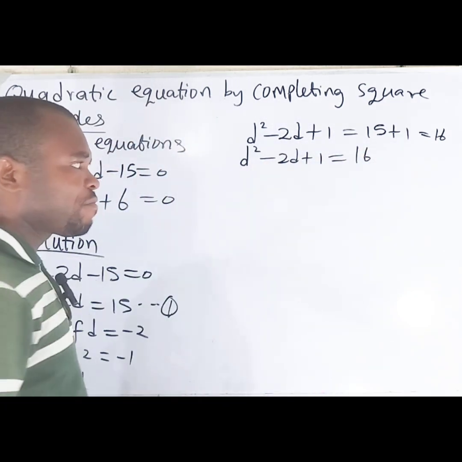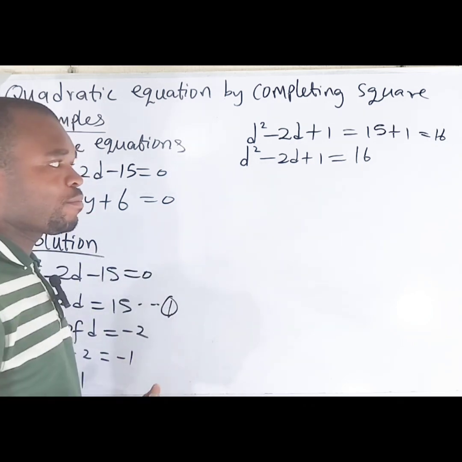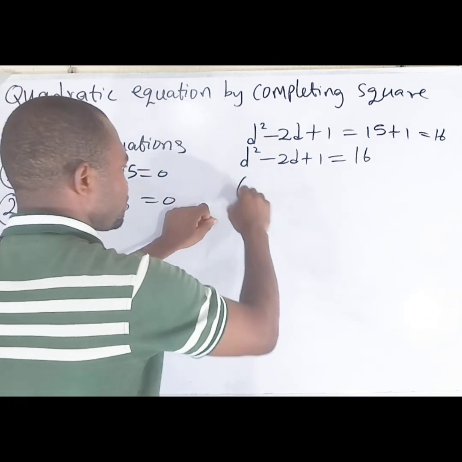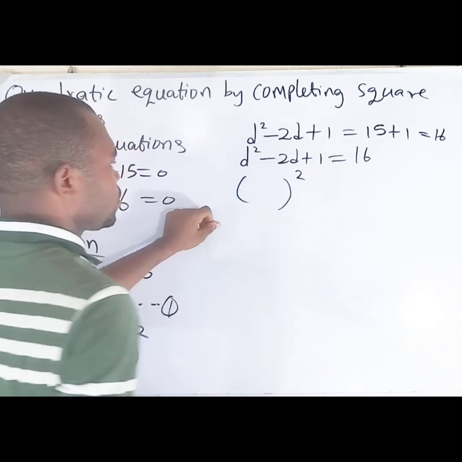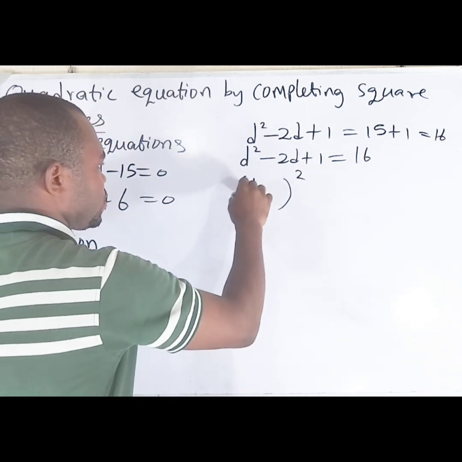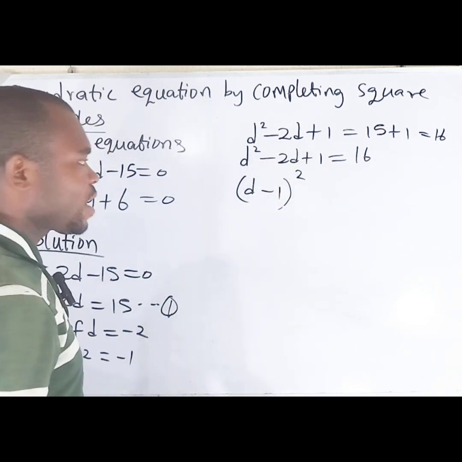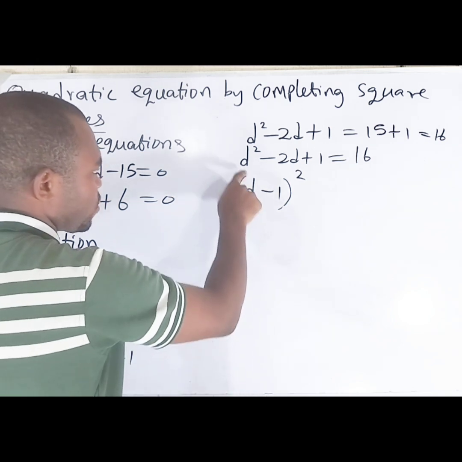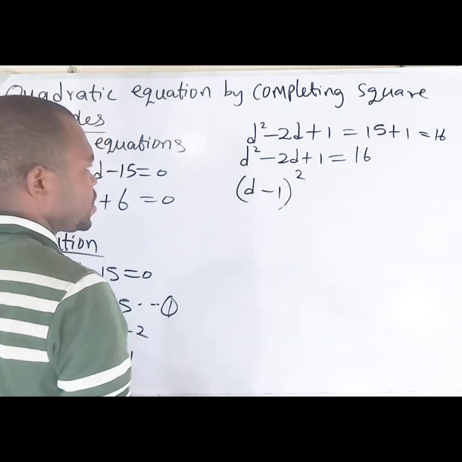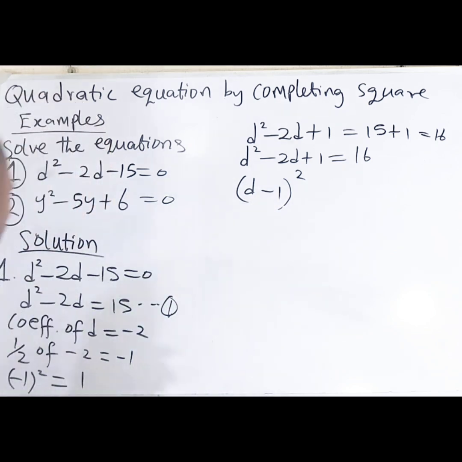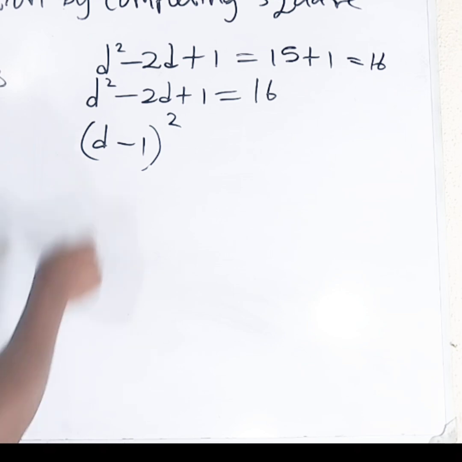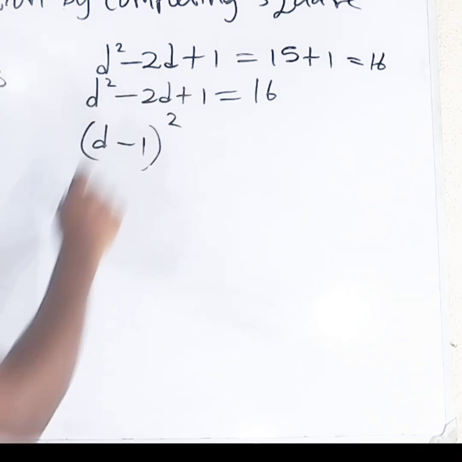But this is a perfect square, and to factorize it is very simple. Factorizing this will give us d minus 1 all squared. How did we get that? We use d because the variable is d. Then minus 1, we got this minus 1 from here. Half of minus 2 is equal to minus 1. So that minus 1 is what we put inside the bracket. And if you expand this, it's going to give you this one again.